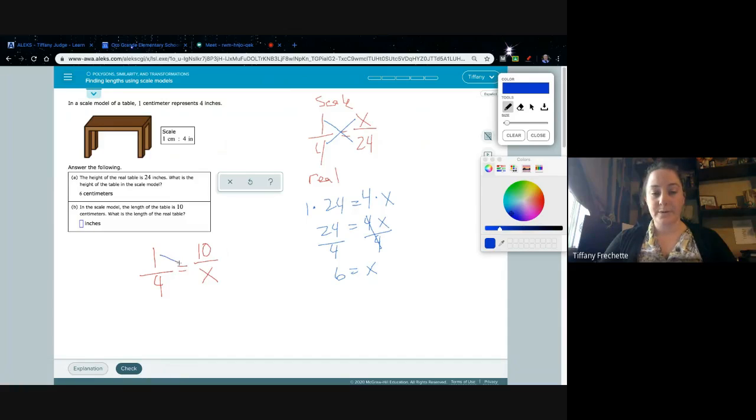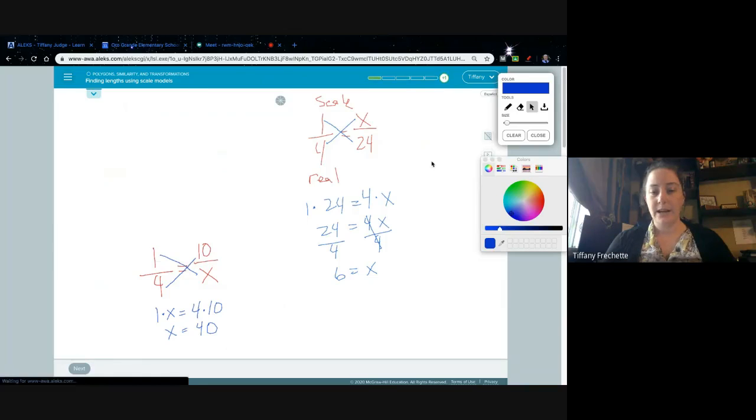So now we're just going to cross multiply. And we have 1 times x equals 4 times 10. So 1 times x is x, equals 4 times 10, which is 40. That was kind of easy because we don't have to reduce any more than that. We just get 40. We're going to check. And we got it. All right, next.